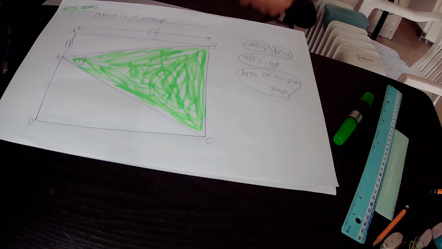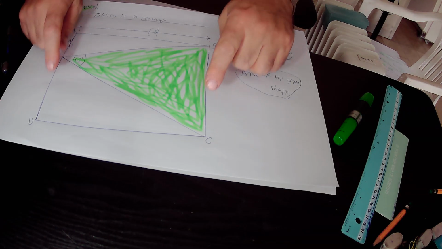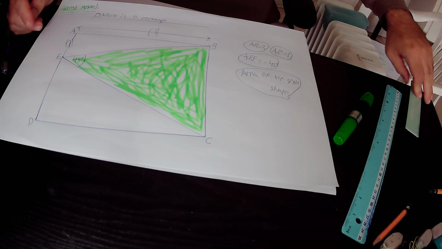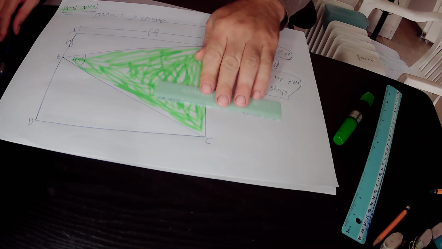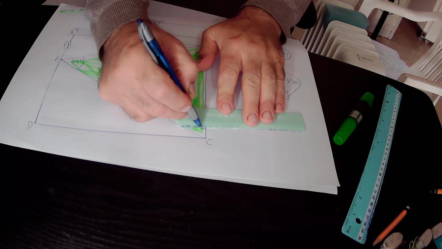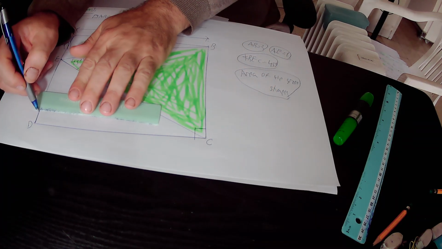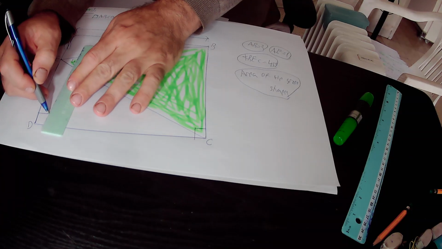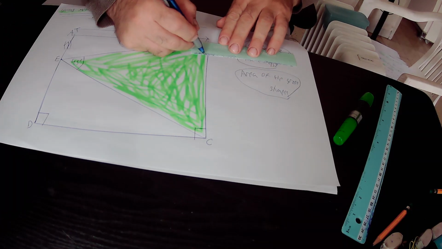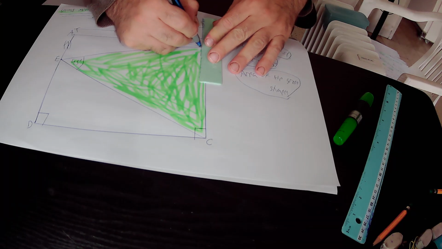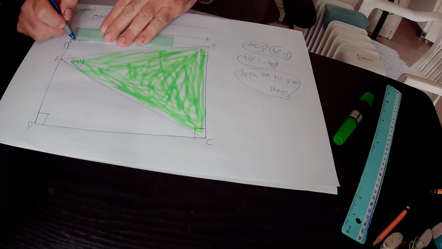ABCD is a rectangle, therefore all those four angles are right angles. This is a right angle. This is also a right angle. This is a right angle. And this is also a right angle.